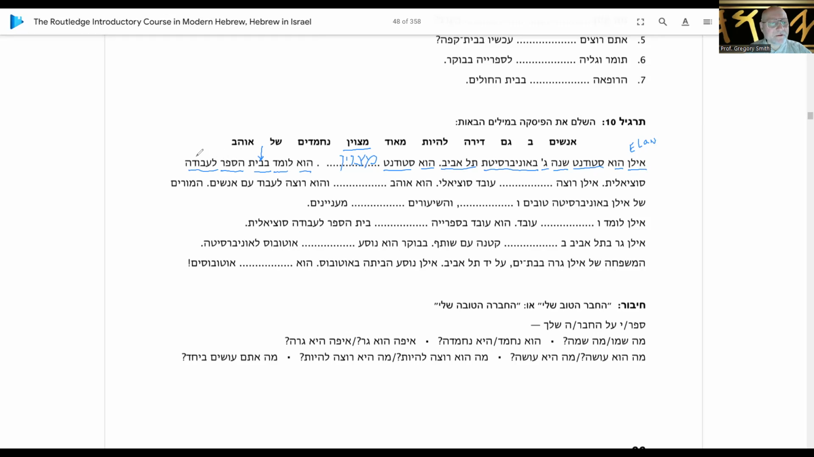Studying in the coffee house. La'avoda. To la'avoda. For work. Studies in the coffee house for work.